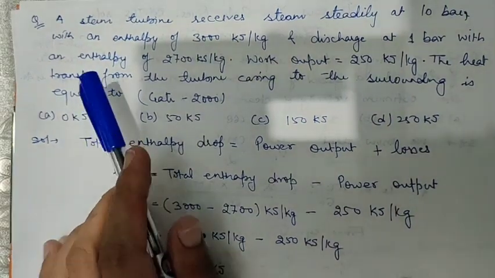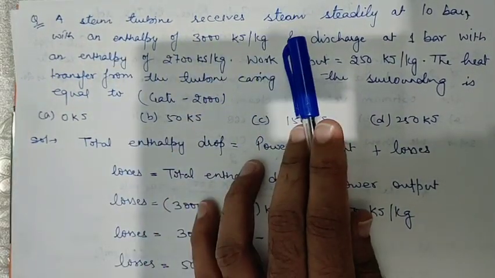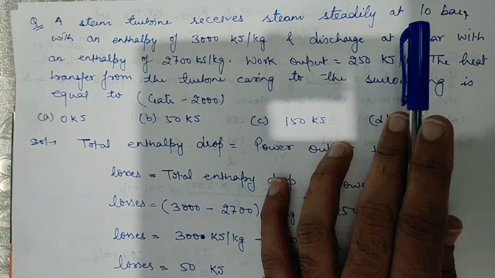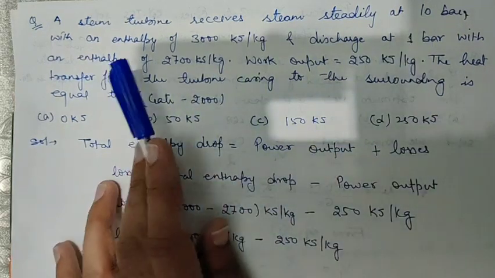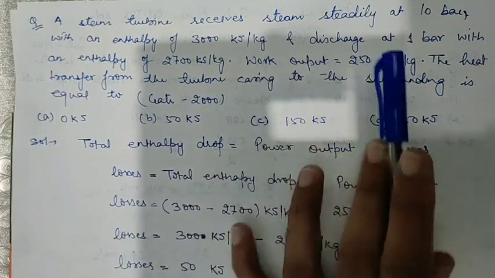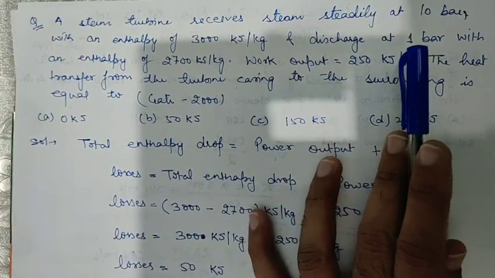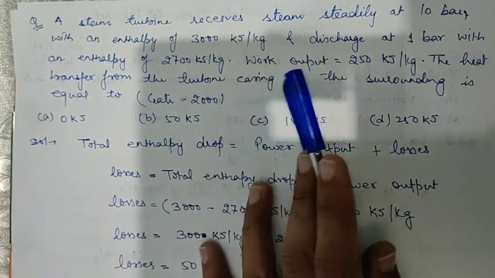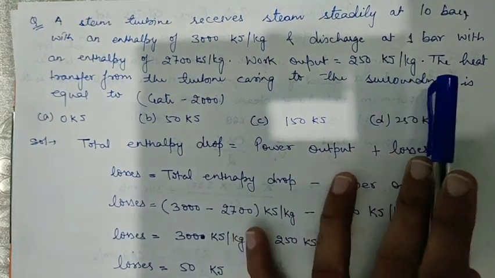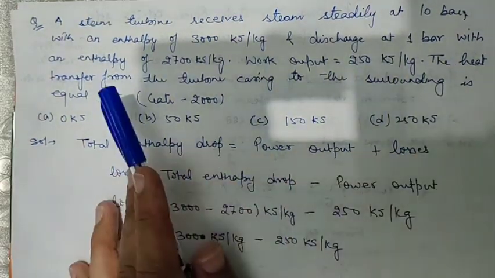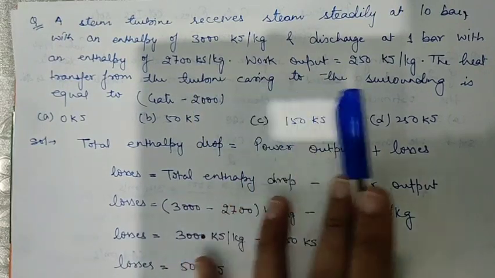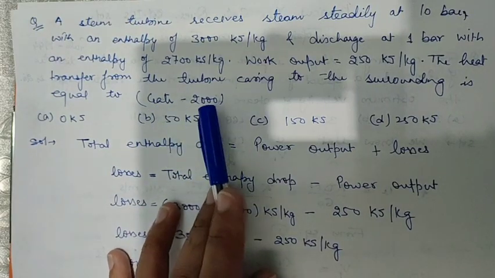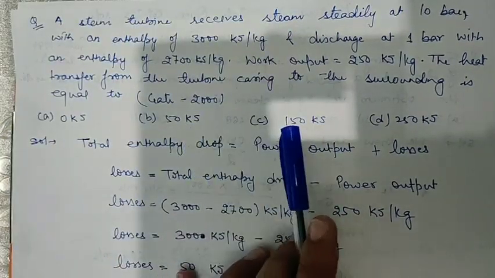The second question is, a steam turbine receives steam steadily at 10 bar. It means at the entry of the steam turbine, the pressure of the steam is 10 bar and the enthalpy is 3000 kilojoule per kg, and the discharge is at 1 bar. It means at the condenser pressure of 1 bar, enthalpy is 2700 kilojoule per kg. Work output is given as 250 kilojoule per kg. Now we have to calculate the heat transfer from the turbine casing to the surroundings. This is a question which came in GATE 2000, and the options are given to you like this.